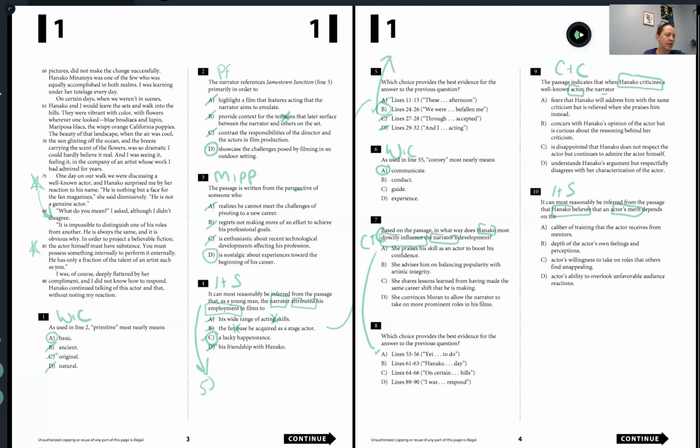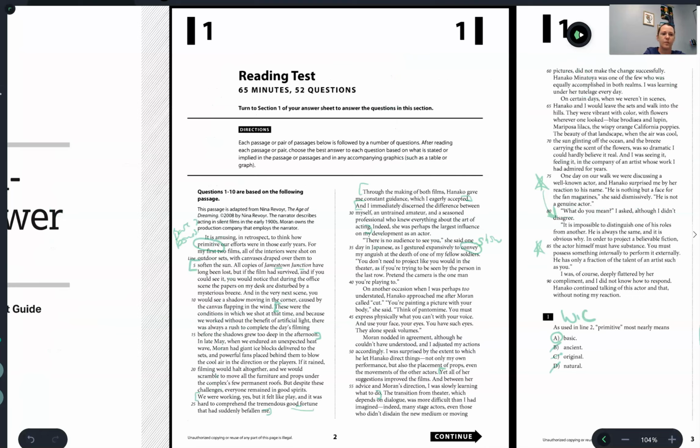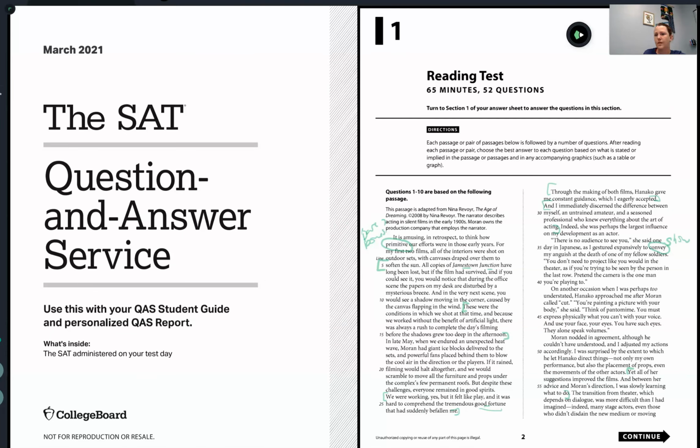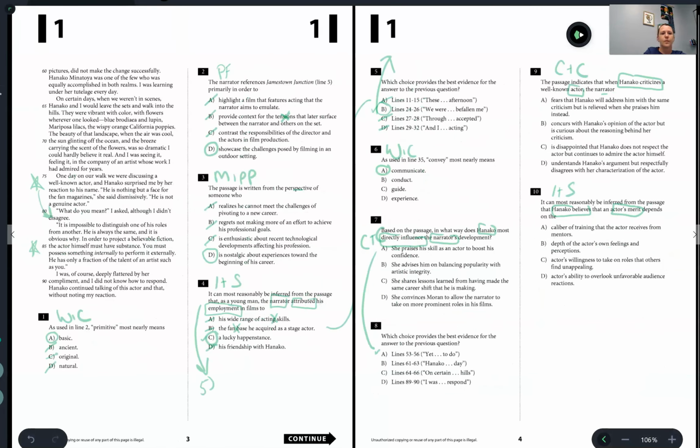Number 61 through 63. Oh, that's still on this page. All right, Hanako Montoya was one of the few who was equally accomplished in both realms. I was learning under her tutelage every day. So this feels more direct because he's learning under her every day. Because it's a content question, that direct line feels a little bit better than just him giving her directions and him improving. So we're going to hold on to B.